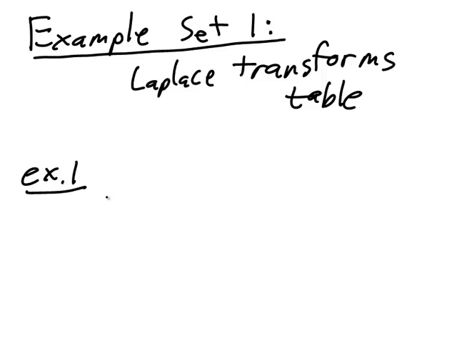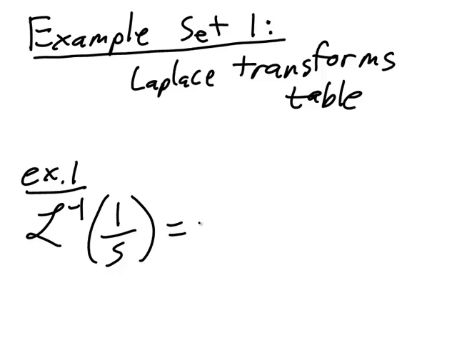Here's example 1. We want to take the inverse Laplace of the function 1 over s. We're going to assume in all of these examples that what we're taking the inverse Laplace of is a transfer function multiplied by the input. So here in this example, we want to take the inverse Laplace of 1 over s.